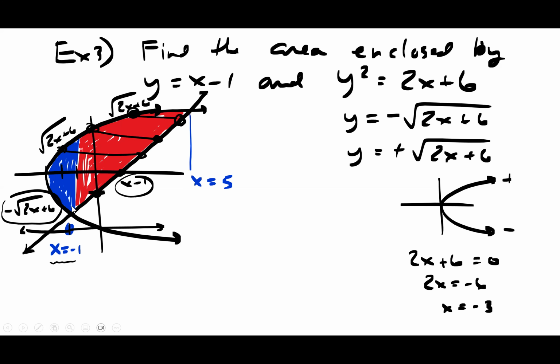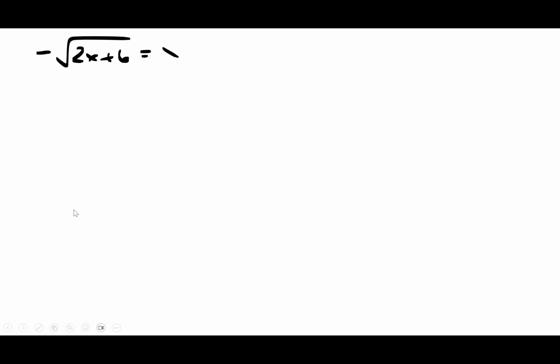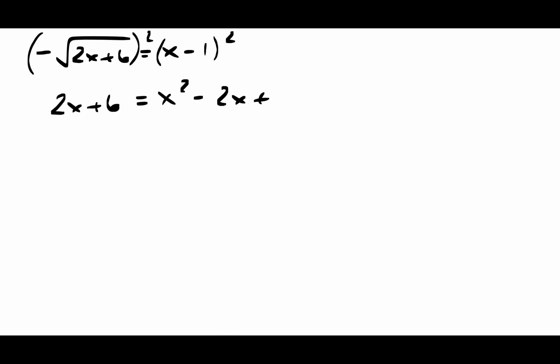So I'm gonna try to figure out this intersection point right here. It's where this negative square root touches the x minus 1. If I do that, I'm still gonna have to square both sides, and I still get the positive values as well. This gonna be x squared minus 2x plus 1, is that right? So let's set equal to 0. I'm gonna move this 2x and the 6 over this way, so minus 2x and minus 6 will give me that.